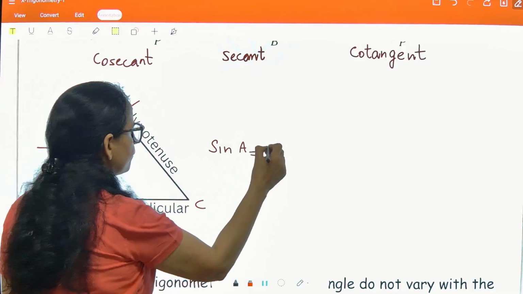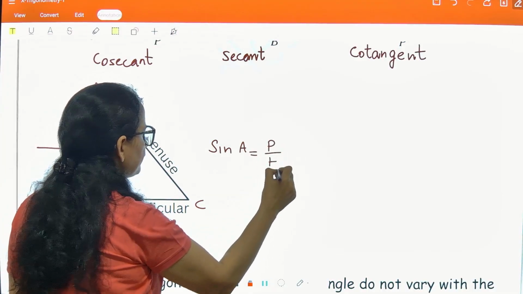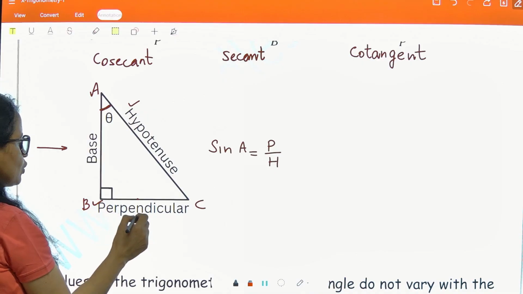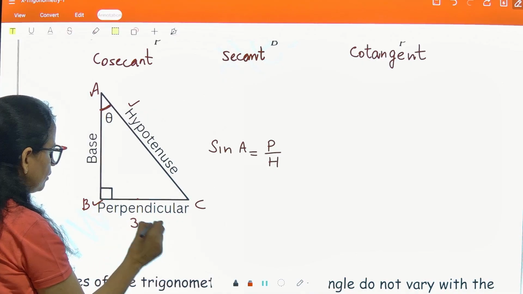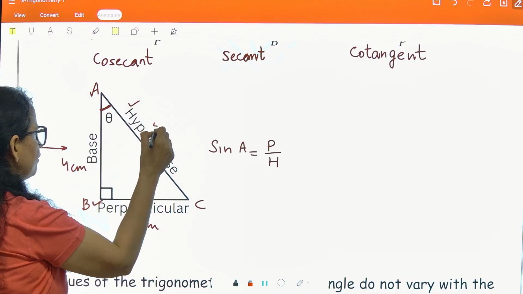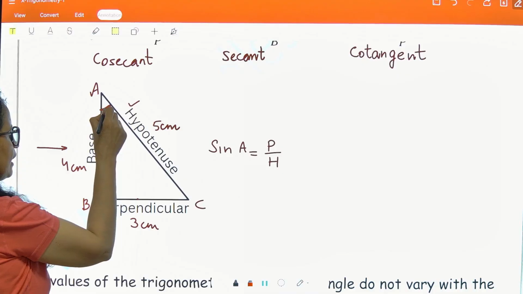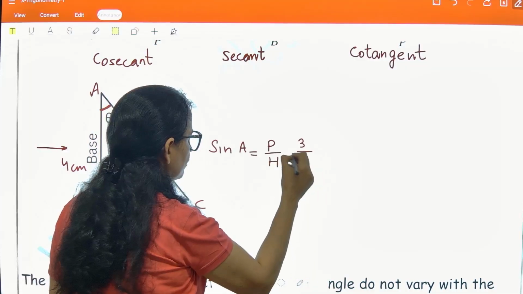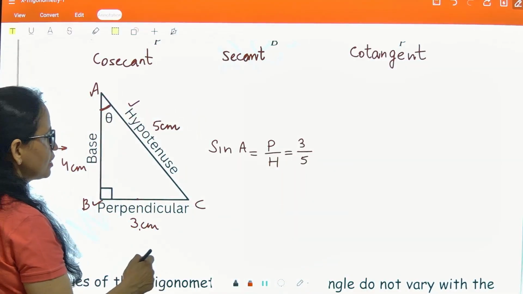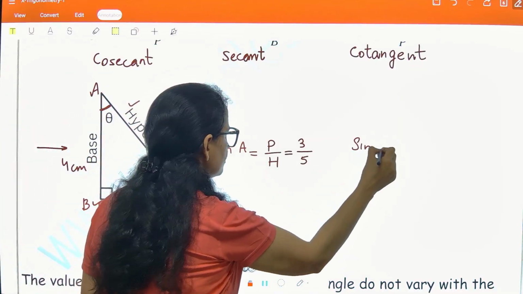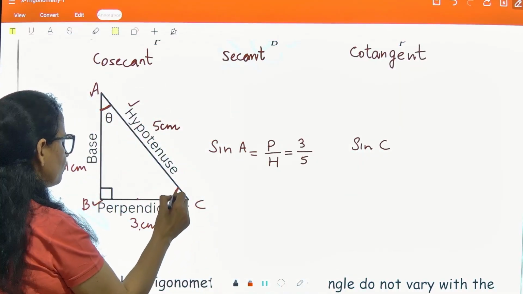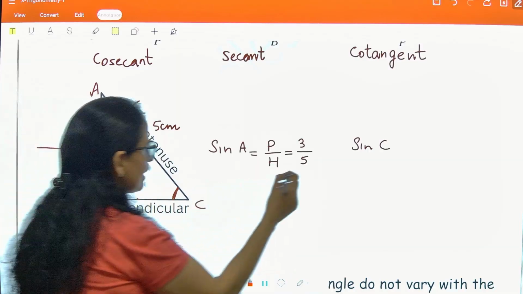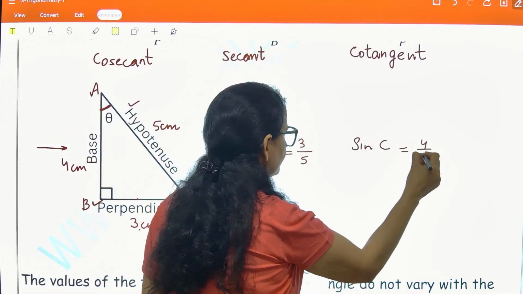Sine A is perpendicular upon hypotenuse. That means the perpendicular for this angle is this. If I take the lengths as 3 centimeters here, 4 here and 5 here, what is sine A? Sine A is perpendicular upon hypotenuse, that is 3 by 5. Now if I ask you what is sine of C, where is C? C is here. So for this angle the perpendicular is here now. The perpendicular is 4 centimeters and sine C is going to be 4 by 5.